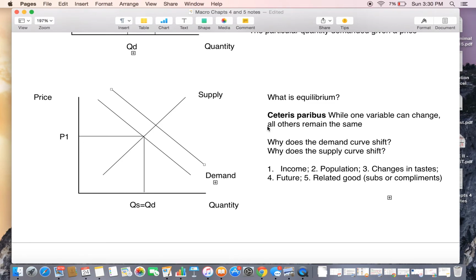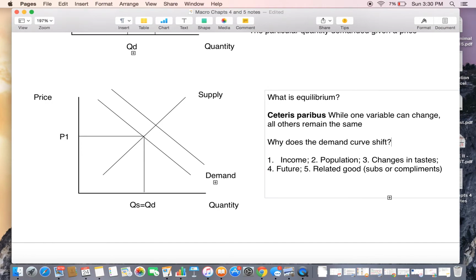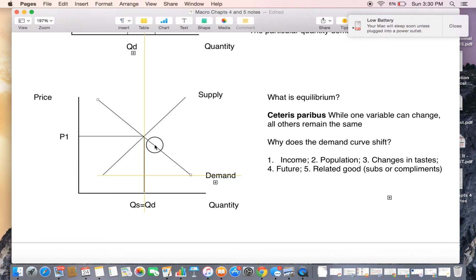So I highly recommend you review the reasons why the demand curve shifts in depth. Know that we always start out at a particular point and then the demand curve shifts in or out.